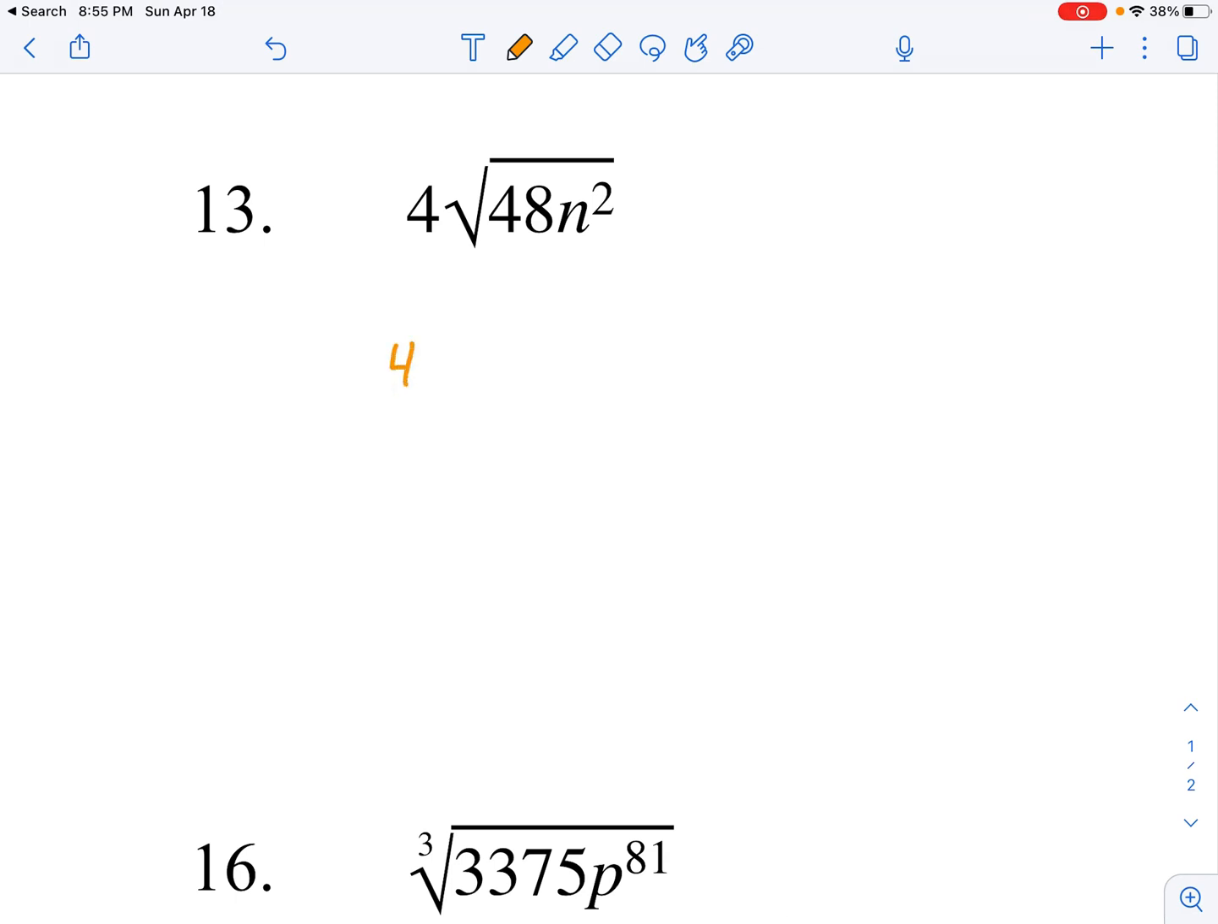Number 13, that 4 is just going to hang out for now. We will split that square root of 48 up into 16 and 3 again. And then n to the 2nd will go there. So we'll have 4. I'll simplify that square root of 16 into a 4. The square root of n to the second can be simplified to just an n because 2 divided by 2 is 1. And then root 3 just gets to hang out. So we'll have 16 n root 3.